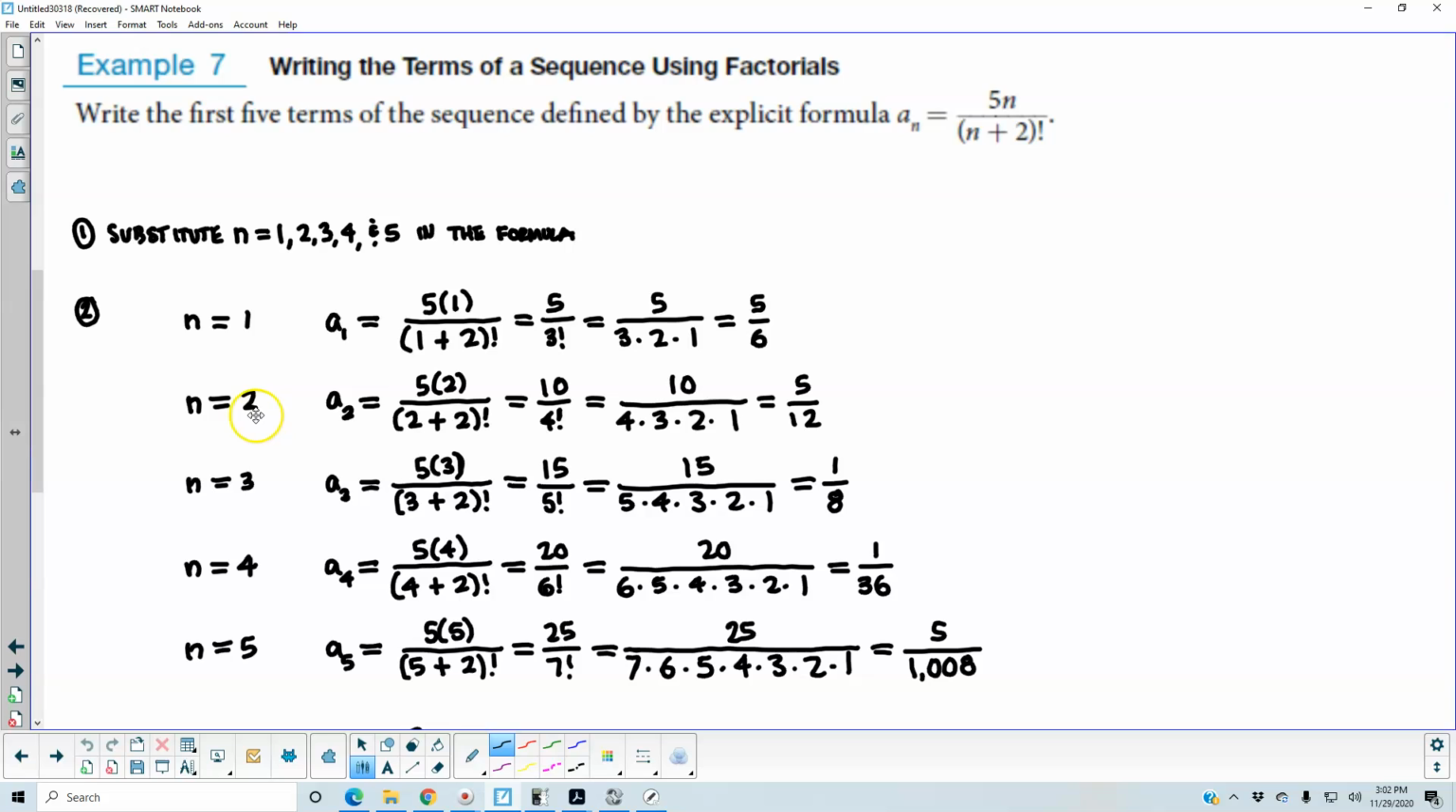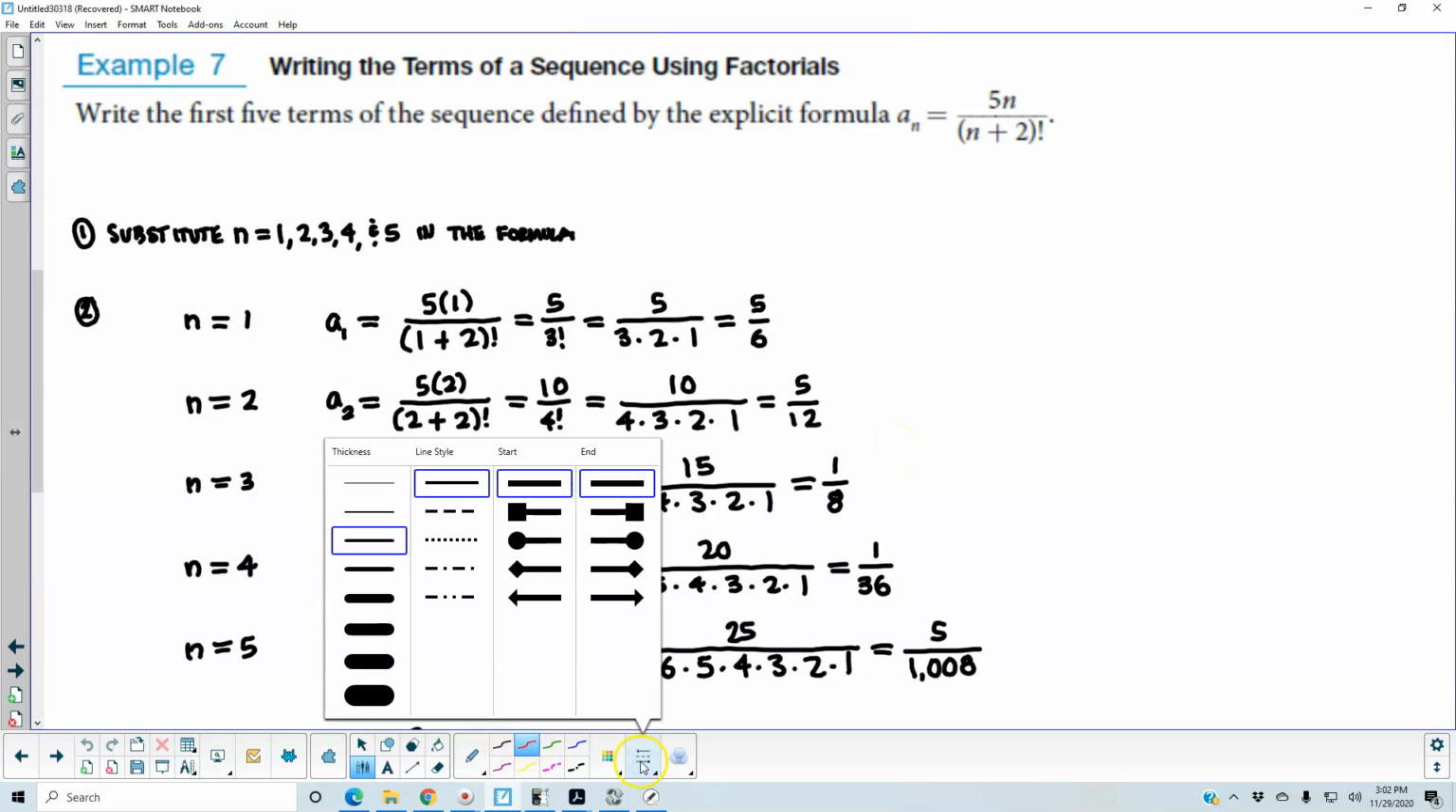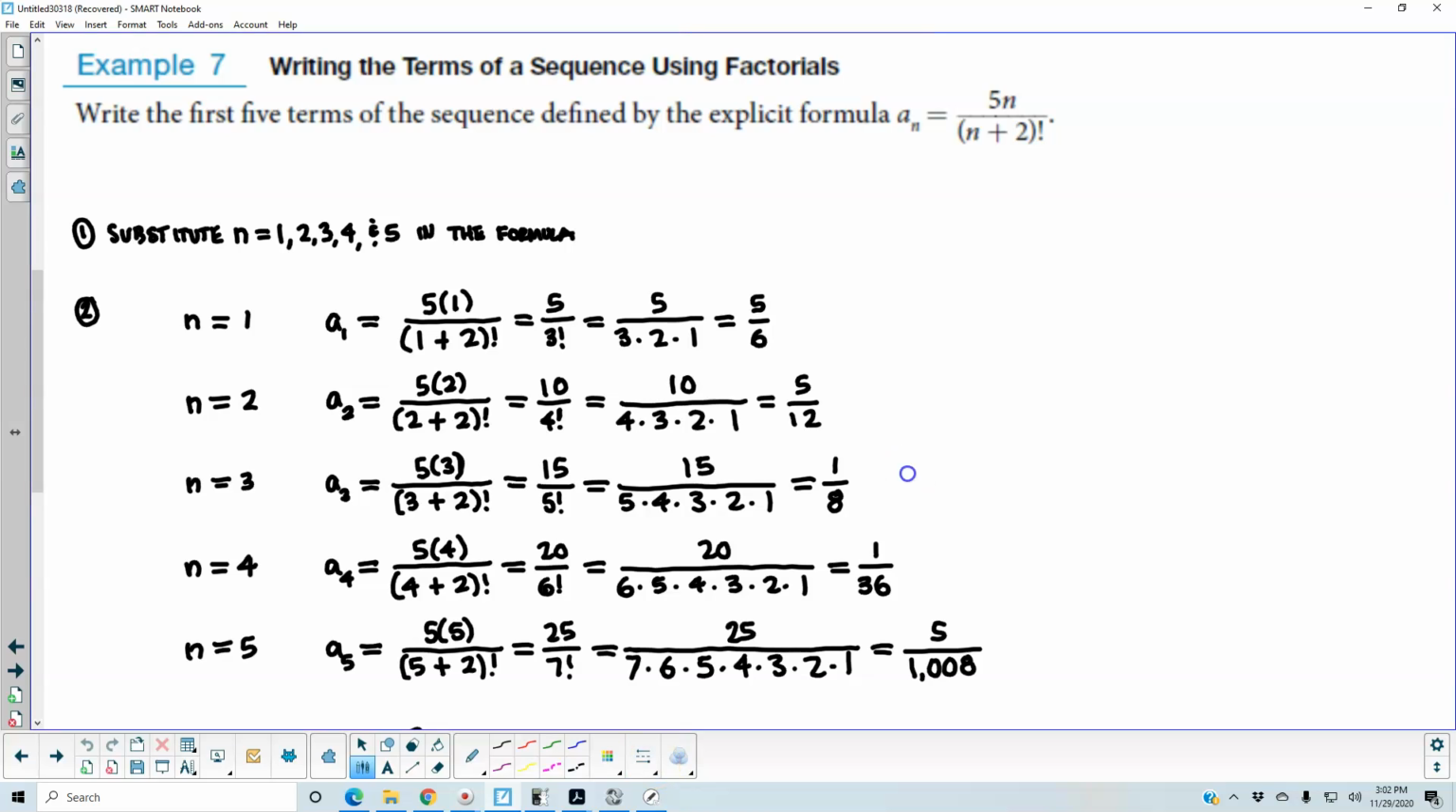Next, we have n is equal to 2, so that's the second term. So it's going to be 5 times 2, which is 10 in the numerator, and then 2 plus 2 in the parentheses gives us 4 factorial. So we're going to get 10 over 4 times 3 times 2 times 1, which we can simplify. We can see that 2 goes into 10 5 times. So we end up with 5 in the numerator, and 4 times 3 times 1 times 1 gives us 12.